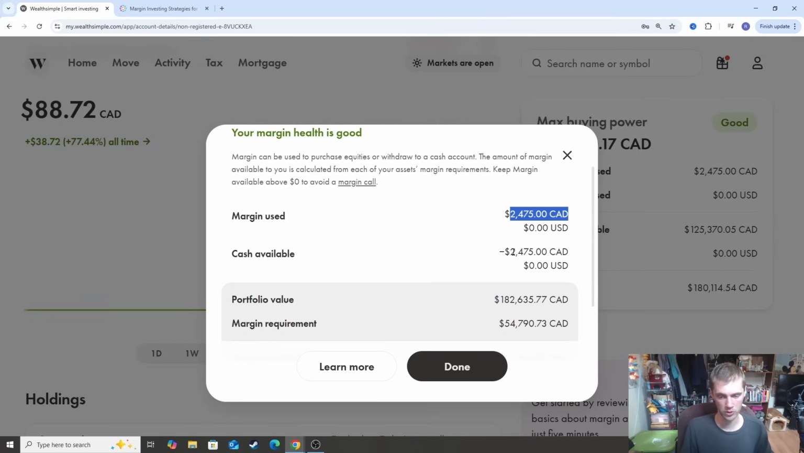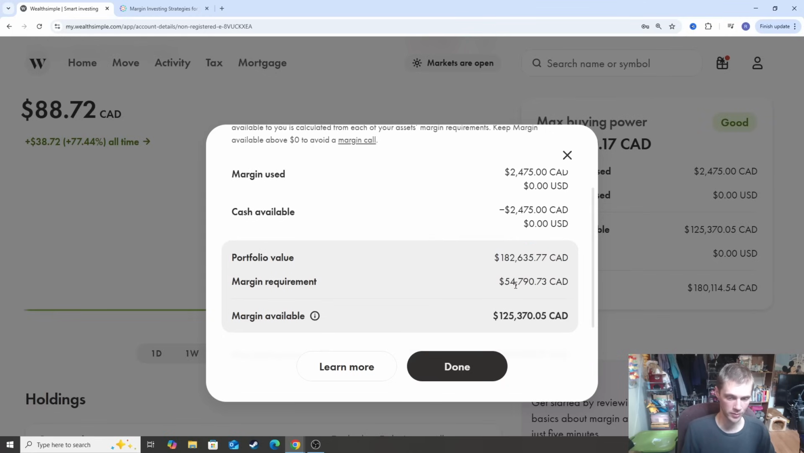So we currently have about $2,000, about $2,500 that we're currently borrowing from Wealthsimple that we're investing in margin. Portfolio value for the TFSA is 182,000. That's 180, I believe, plus the margin. So keep that in mind, like 180 for the TFSA, and then the $2,000 for the margin. I think that's the way that works.